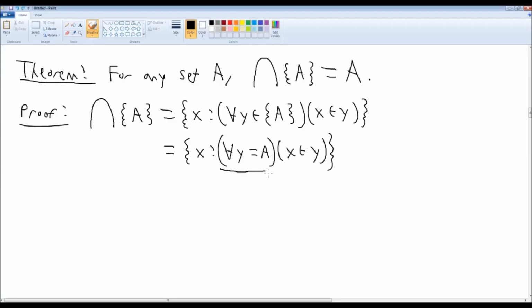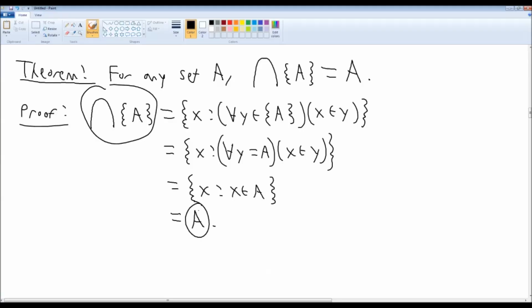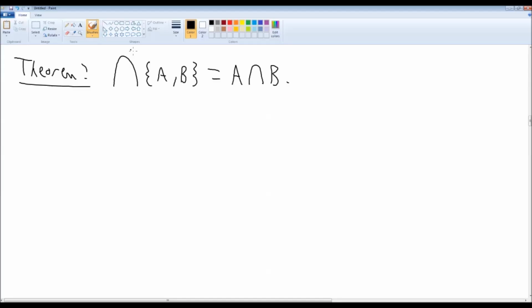Okay, but this part right here is just a fancy way of saying that X is an element of A, right? So we can rewrite this as the set of X such that X is a member of A. And the set of sets which are members of A is just A itself, obviously. So that proves this is the same as this. Here's another theorem that we can prove.